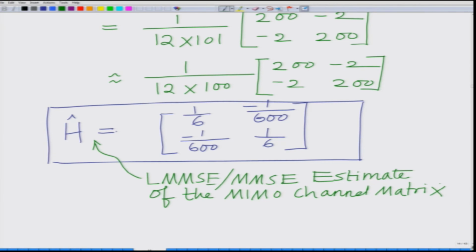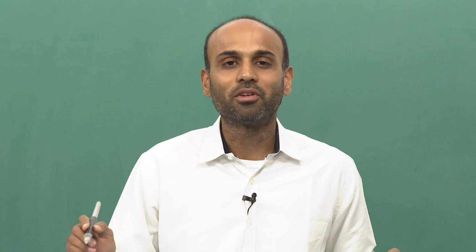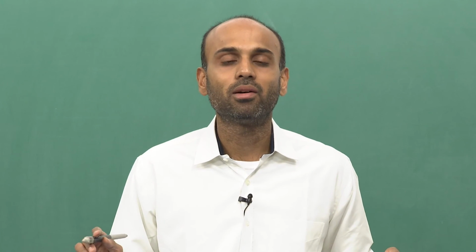This is the LMMSE/MMSE estimate of the MIMO channel matrix. This is 1/6, -1/600, -1/600, 1/6. All right. So, for this example, this is the MMSE or LMMSE estimate.